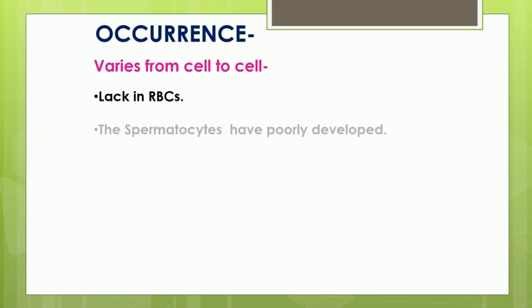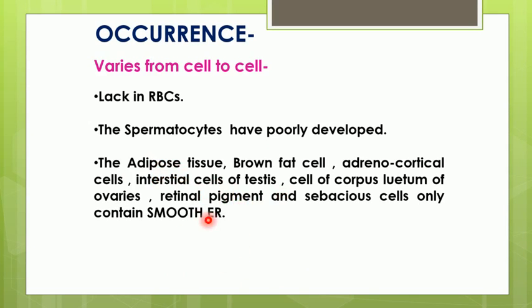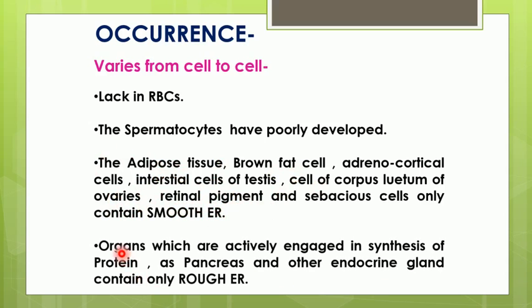Now let us come to the occurrence. It varies from cell to cell. Like in the RBCs and spermatocytes, it is poorly developed, and we have already discussed that it is present in large quantities in some cells where the production of proteins takes place. So all the organs which are actively engaged in the synthesis of proteins, like the pancreas or other endocrine glands, have the presence of the rough endoplasmic reticulum.